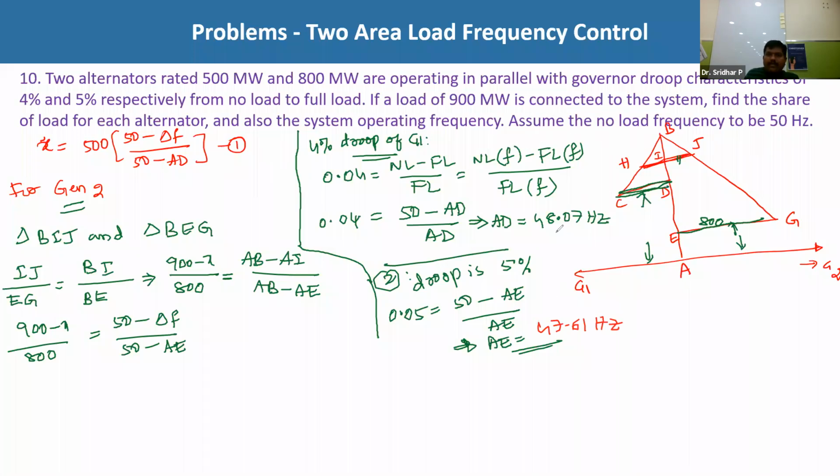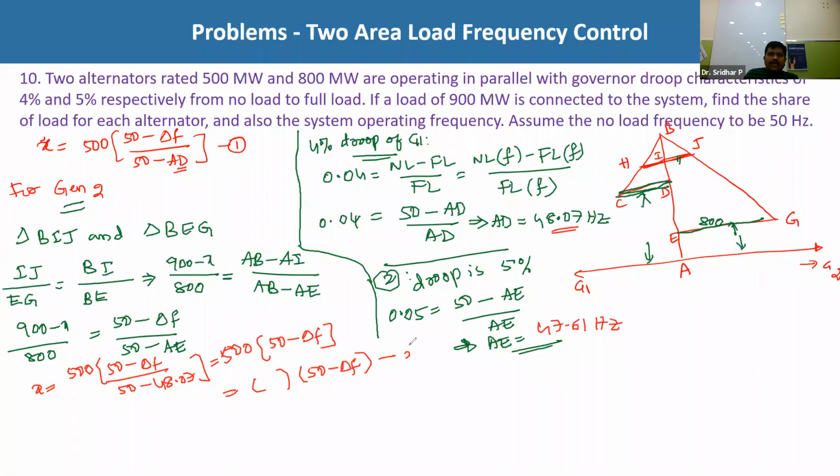We have calculated the AD value and the AE value. So in equation 1, the only unknown was AD. So X is equal to 500 into (50 minus delta F) divided by (50 minus 48.07). It will be simplified as 500 into (50 minus delta F) divided by something; 50 minus 48.07 means 1.93, something you are going to get. So finally you will get some constant into (50 minus delta F). Say this is equation number 3.